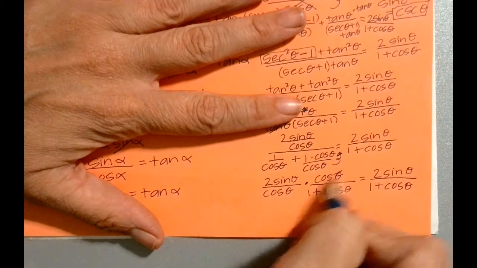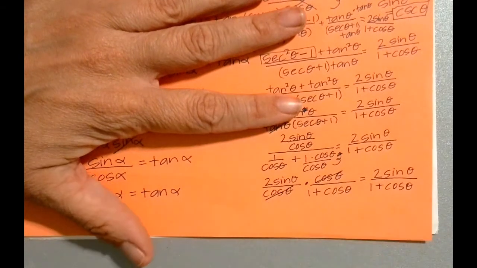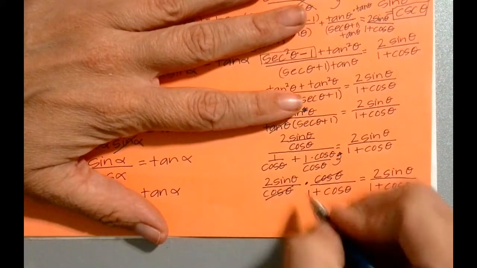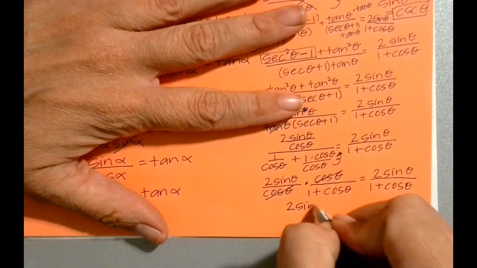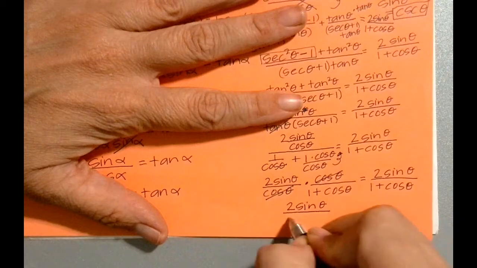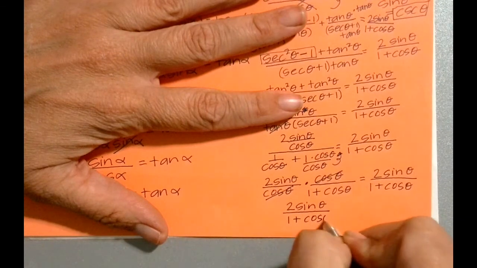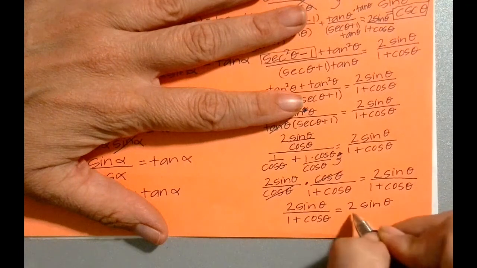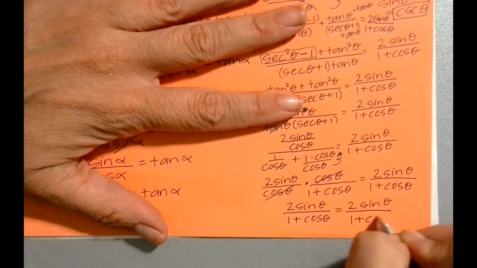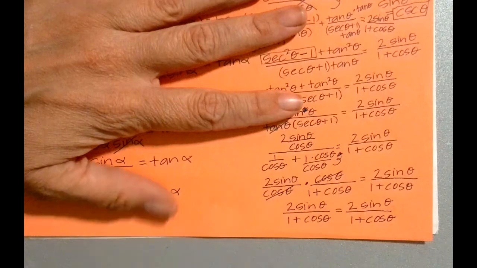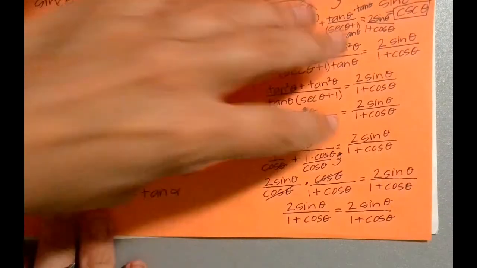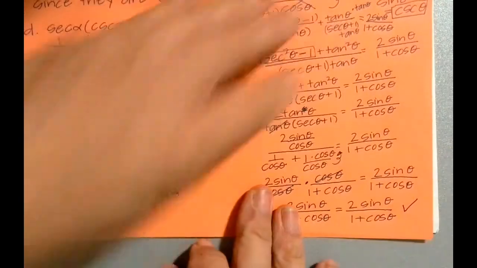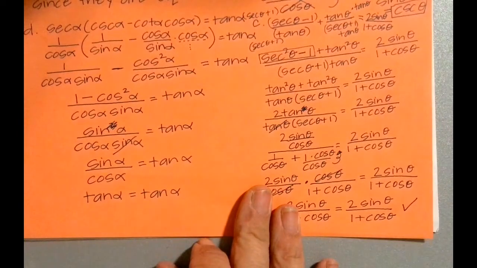And then these cosine thetas are common factors, so they cancel. So then I have 2 sine theta all over 1 plus cosine theta equals 2 sine theta all over 1 plus cosine theta. Not bad. Sweet. Check. Verified. Okay, on to the back side. Let's get that one done.